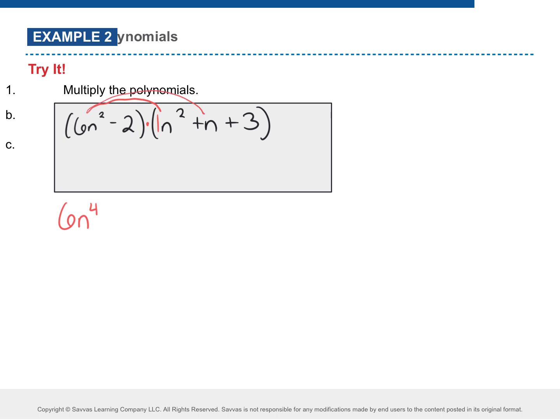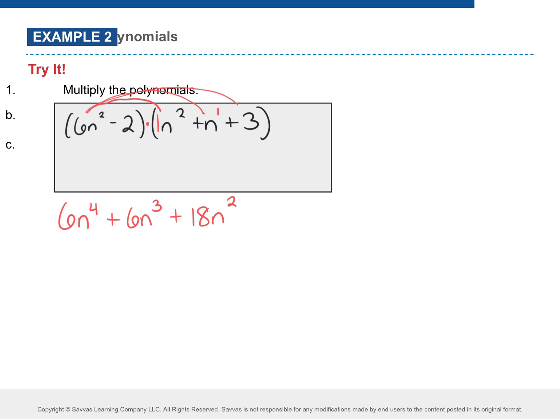6n squared times n is 6n cubed. What is the exponent on this one? 1. What are we doing with the exponents when we multiply them? Adding them together, okay? 6n squared times 3 is 18n squared. Yep, 18n squared.